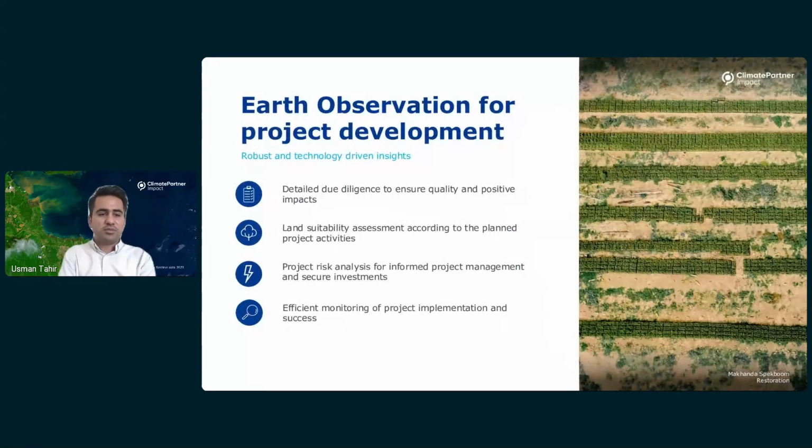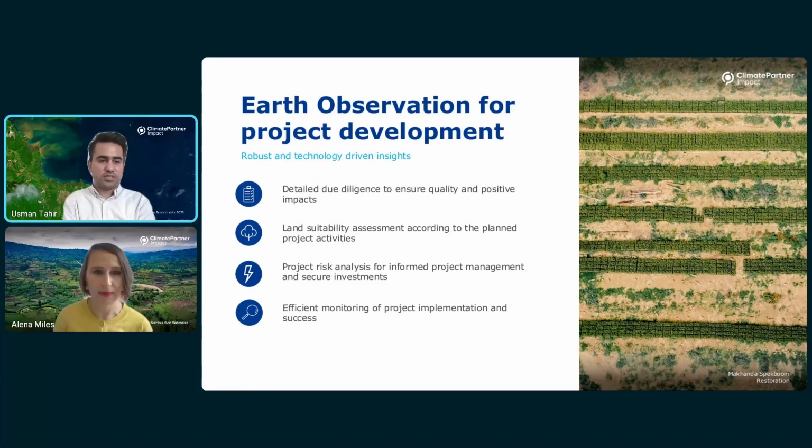So to summarize our geospatial due diligence approach, it gives us a data-backed and technology-driven insight into the project development. It also ensures that the land is suitable for project development and aligned with the project goals. It helps us identify and mitigate the potential risk associated with the project. And with regular monitoring, we ensure that the projects stay on track and achieve their intended outcomes.